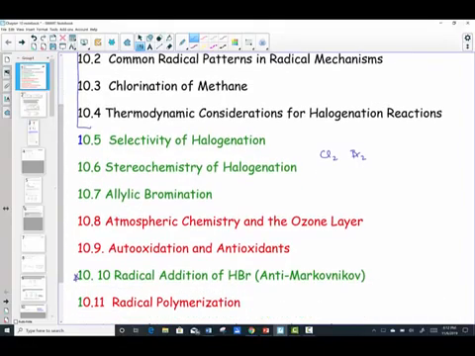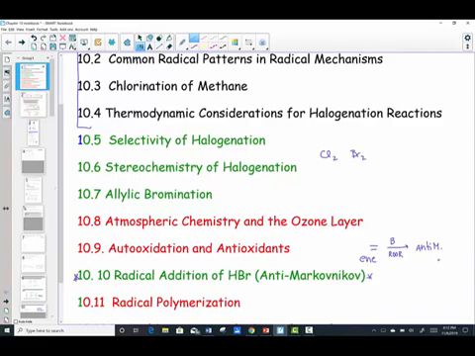And I'm going to jump down to the 10th section, Radical Addition of HBr. It's an opportunity to revisit the alkene chapter. When we take a double bond and see a boron-based compound and a peroxide solvent, we get an anti-Markovnikov addition. We'll look at that mechanism in more detail. There's no new chemistry there, but it's more of an explanation of a previous mechanism as a radical mechanism, of why it adds to the end of the chain instead of to the most substituted carbon.